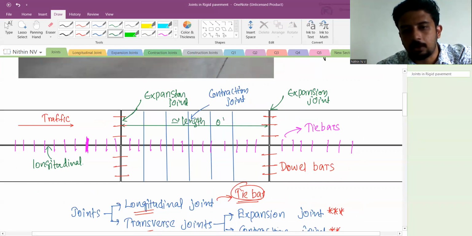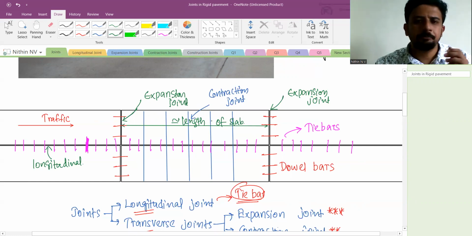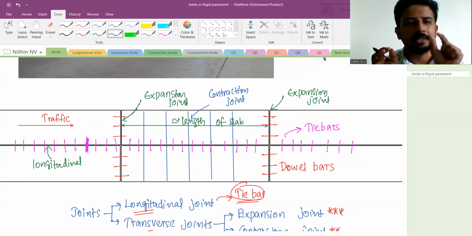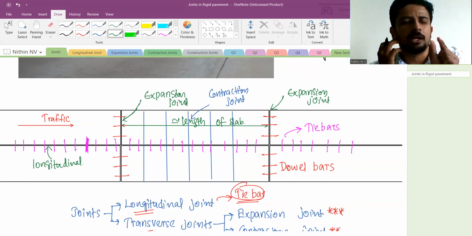No. Okay. See, actually spacing means center to center, which means middle of first expansion joint to the middle of the next expansion joint. That is the actual concept. But that gap is very small. No. I told you already, maximum 25 mm gap.